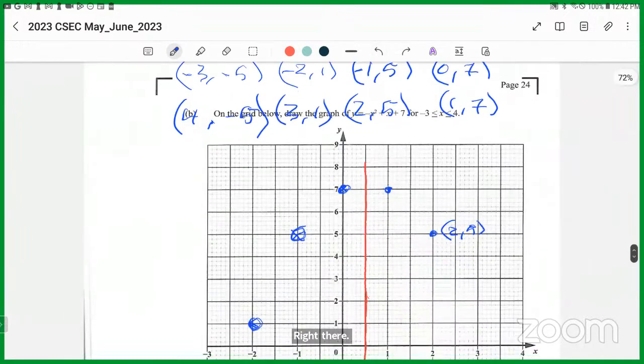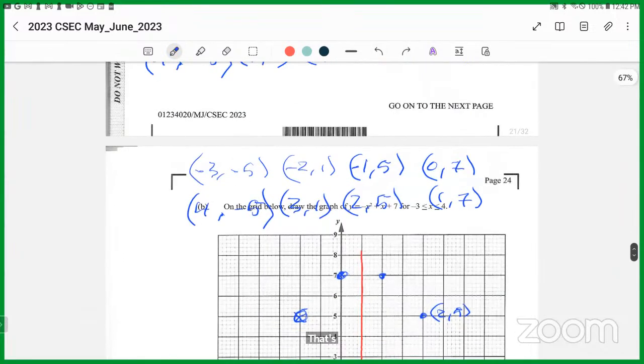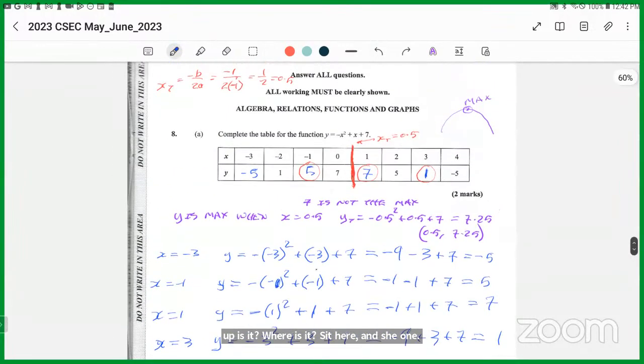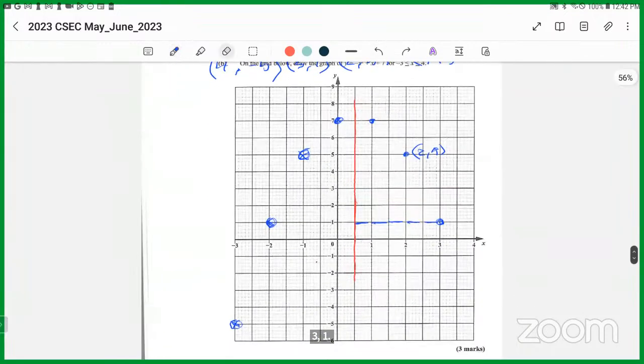So I don't have to do any more. I can just sketch it using symmetry. Look at this one: 1, 2, 3, 4, 5 to the axis. 5 on the other side of the axis: 1, 2, 3, 4, 5. Right here, that's (3, 1). So (3, 1) is a point on the graph as well. See it here on the table? (3, 1). That's how easy this topic is. So that's a point on the graph as well, using the symmetric nature of the graph.